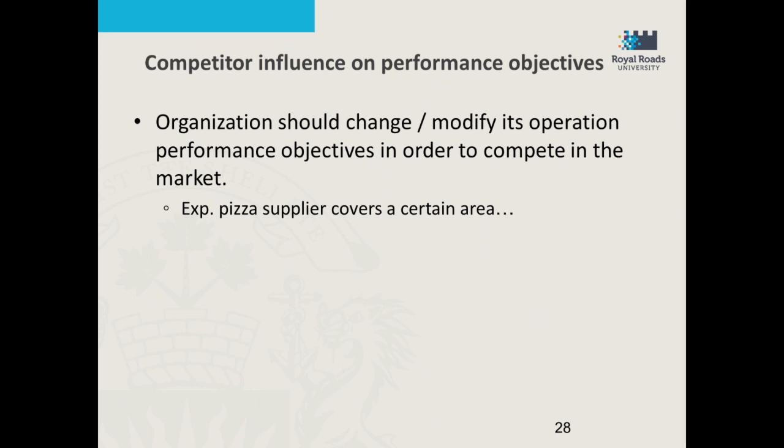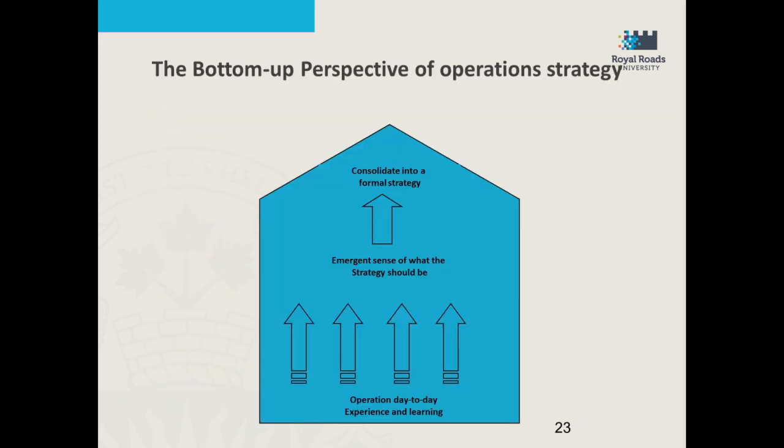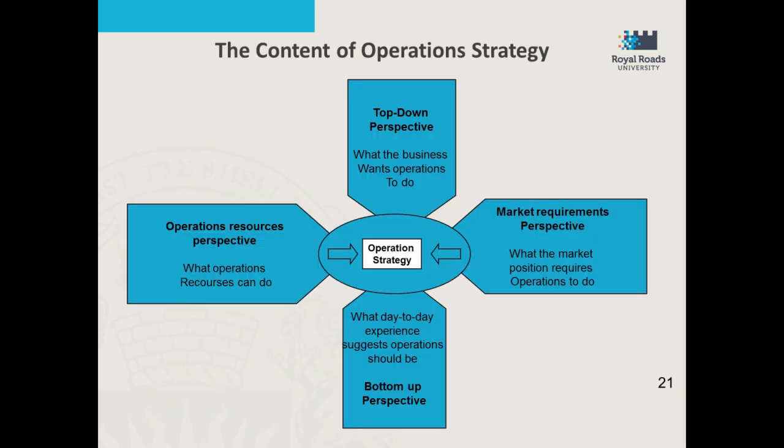Getting back to the main slide here again. So what is operation strategy? Again, operation strategy in simple words is a priority of the 5 performance objectives. How would you define that priority? You need to understand the top-down perspective, the market requirement perspective, the bottom-up perspective, and the operation resource perspective.